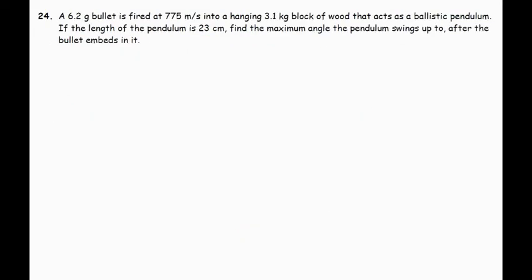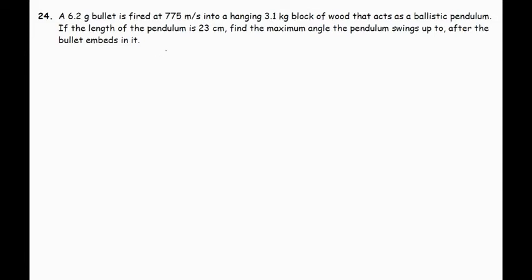So now in this case, we have a 6.2 gram bullet is fired at 775 meters per second into a hanging 3.1 kilogram block of wood that acts as a ballistic pendulum. So this is where we're really going to take our notes on ballistic pendulums. So what is a ballistic pendulum? A ballistic pendulum is something that when it's hit, it flies up and it acts as a pendulum. So it moves back and forth.